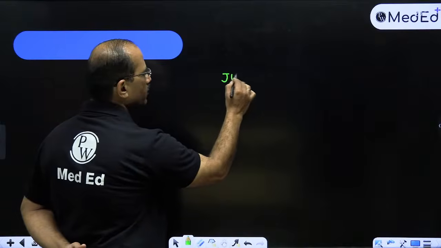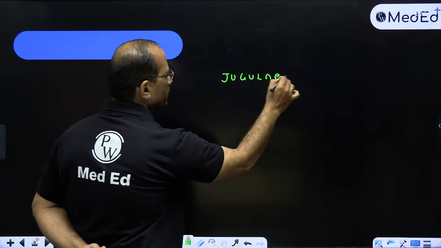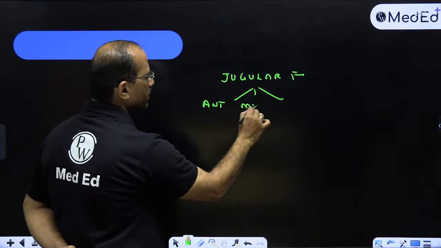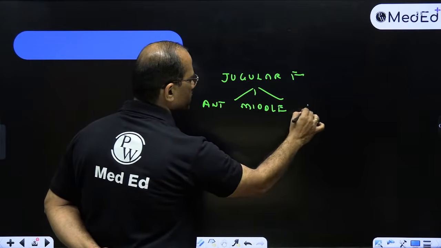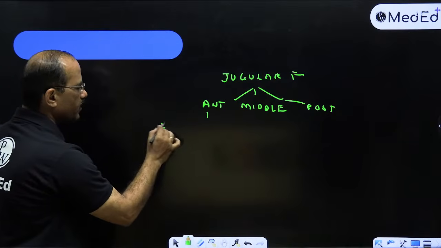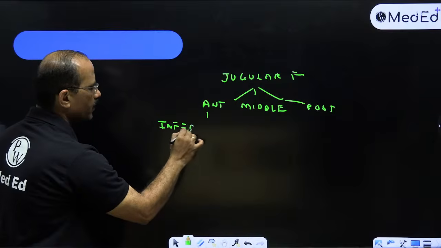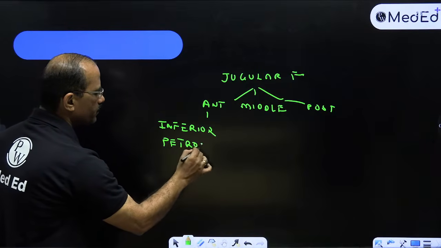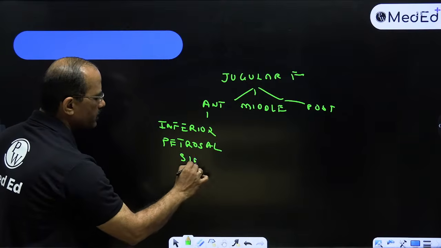Now what passes through the jugular foramen? Anyone? Jugular foramen के 3 compartments होते हैं. One is anterior, one is middle, and one is posterior. What passes through the anterior compartment is the inferior petrosal sinus.